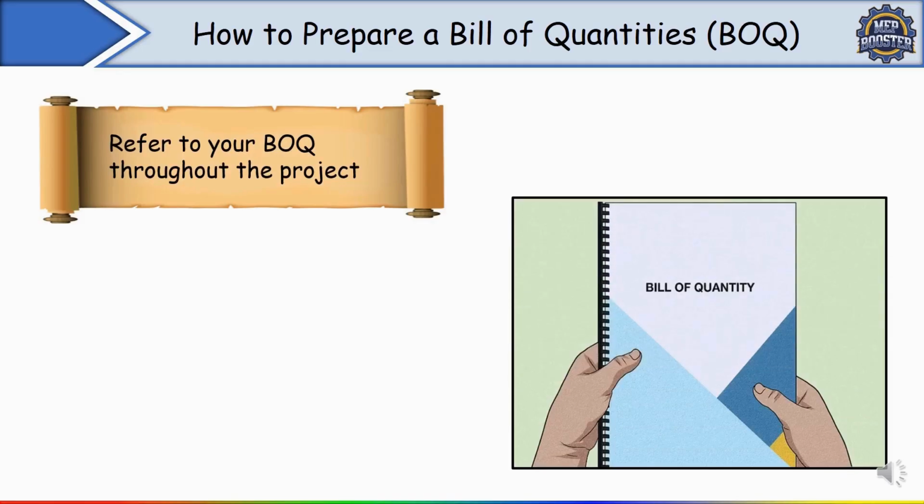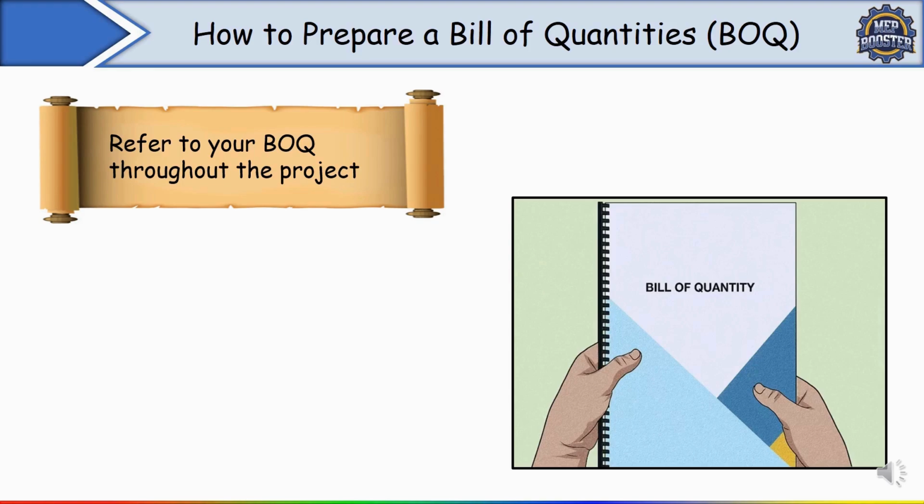Then refer to your BOQ throughout the project. So as your project progresses, your BOQ gives you a good idea of what is coming up next, so you can plan ahead. So knowing what needs to happen and when keeps you flexible, so you can adjust your plan as needed to account for any unforeseen delays.